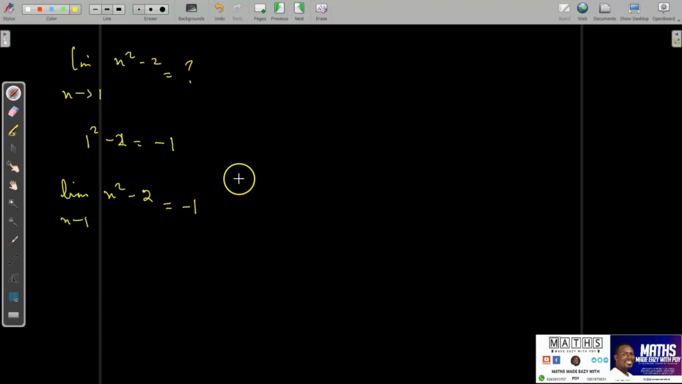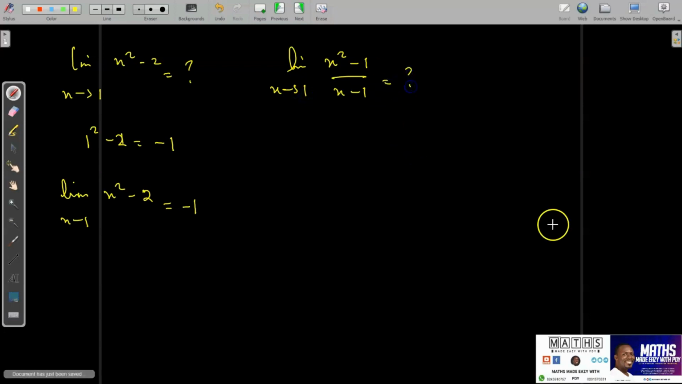But let's take another example whereby sometimes there is a need for you to remove what we call the discontinuities. So we have a perfect example as the limit of x squared minus 1 all over x minus 1 as x approaches 1. What would the function approach? Now, per this example, what type of function do we have here?